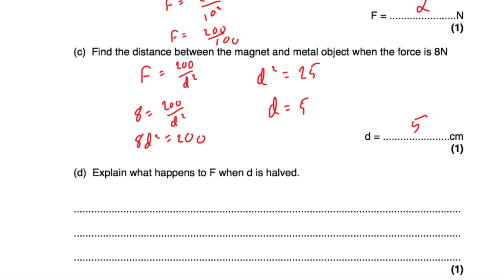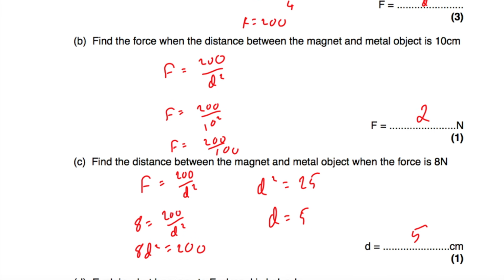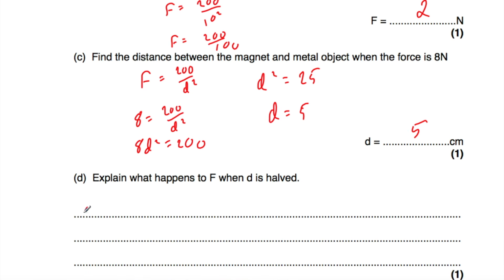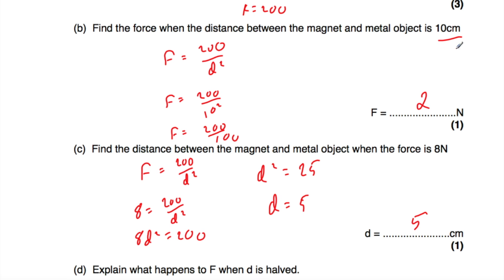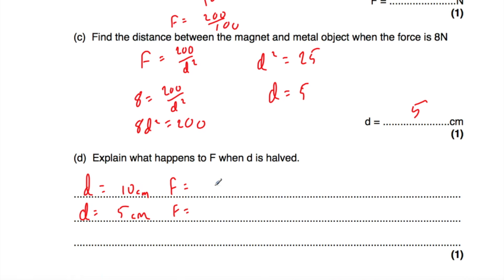Well, that's actually quite nice, because in part B the distance was 10 centimeters, and in part C we found the distance to be 5 centimeters. So let's write that down. When the distance was equal to 10 centimeters, the force is equal to, and let's find out what that is. And when the distance is equal to 5 centimeters, then the force is equal to such and such, and then we'll be able to see what happens to the force. So whenever the distance is 10 centimeters, the force is 2 newtons. And when the distance is halved and becomes 5 centimeters, the force goes up to 8 newtons. So actually, when the distance is halved, the force is 4 times larger. So it's times by 4, it's 4 times larger.